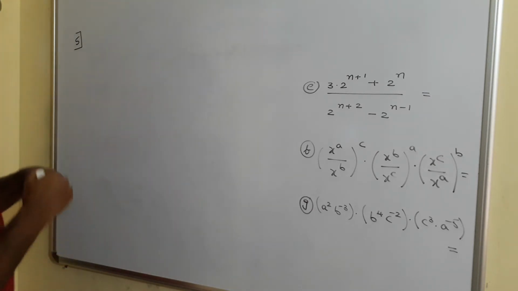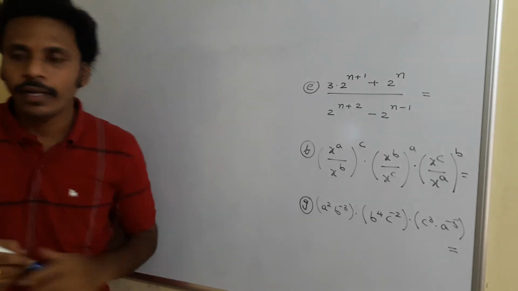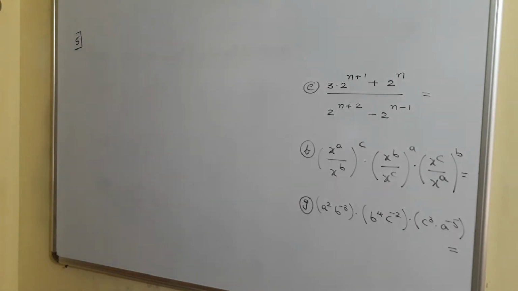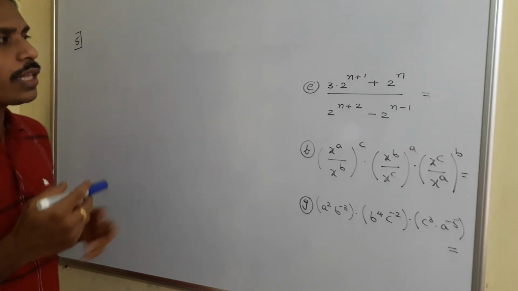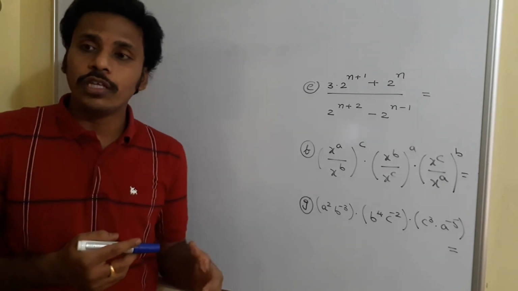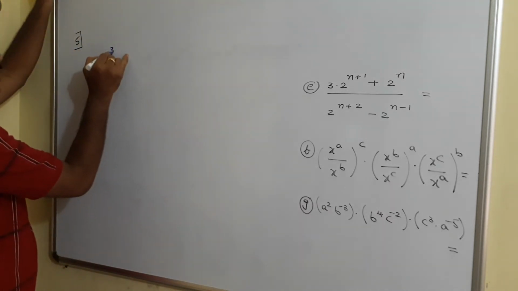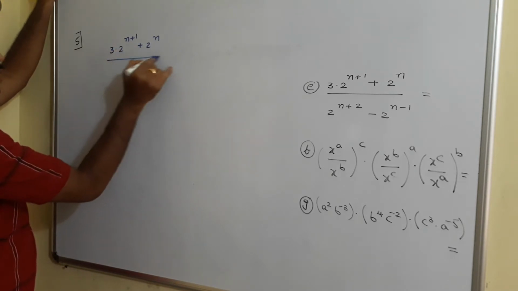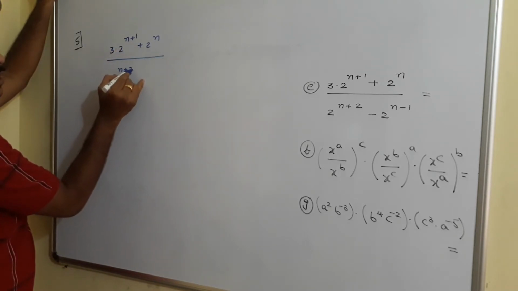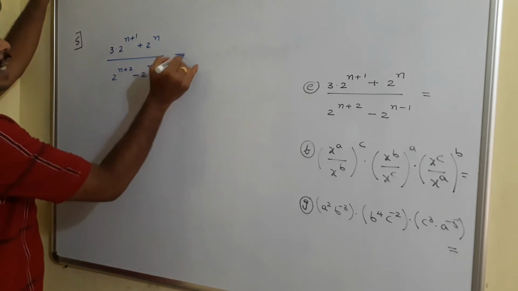See what is that E? 3 into 2 power n plus 1 plus 2 power n, divided by 2 power n plus 2 minus 2 power n minus 1. We need to simplify it. We need to find its simplified value using the laws of exponents as well as your experience of algebra, right? So this is the problem. I will rewrite it like this.